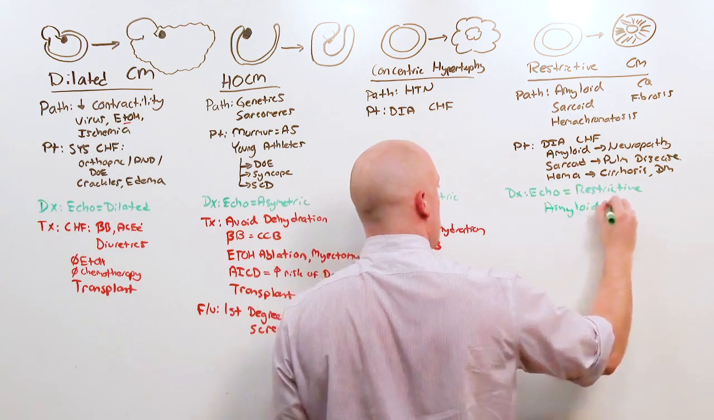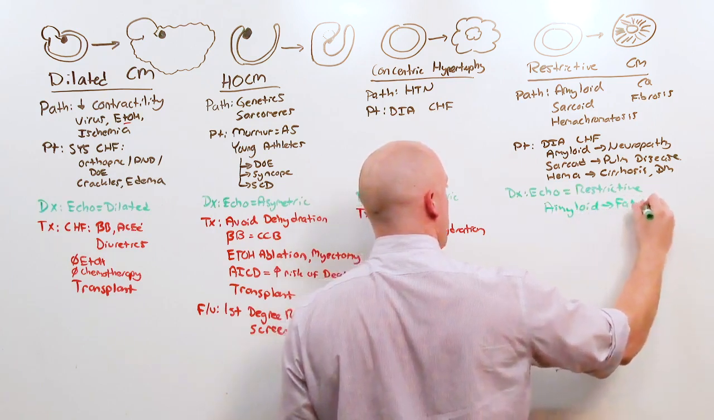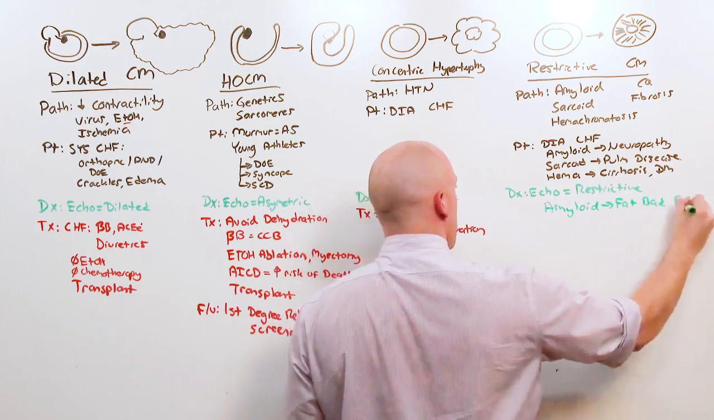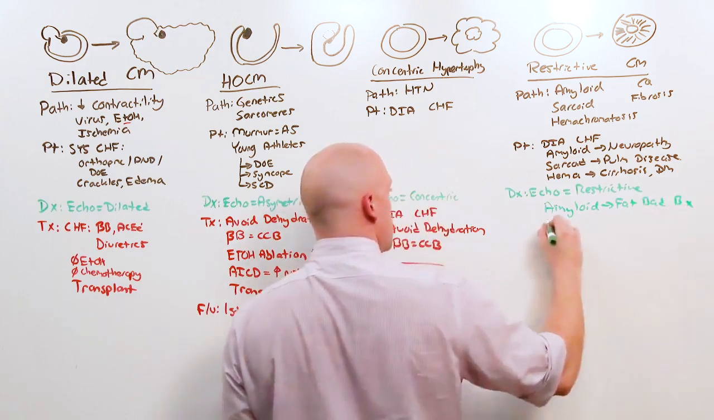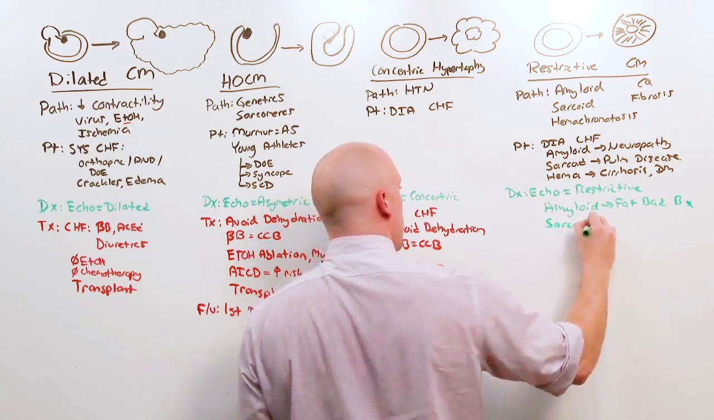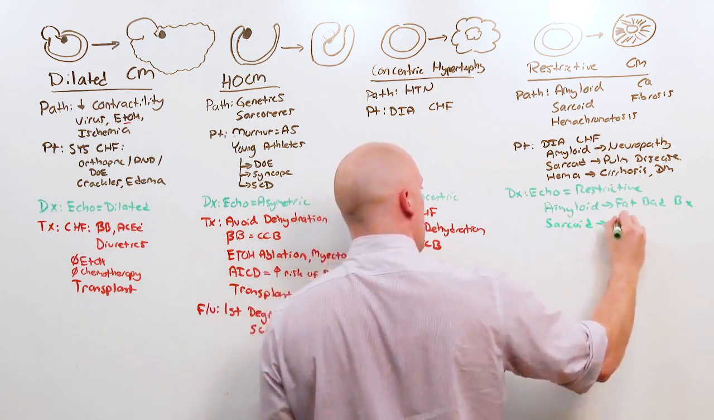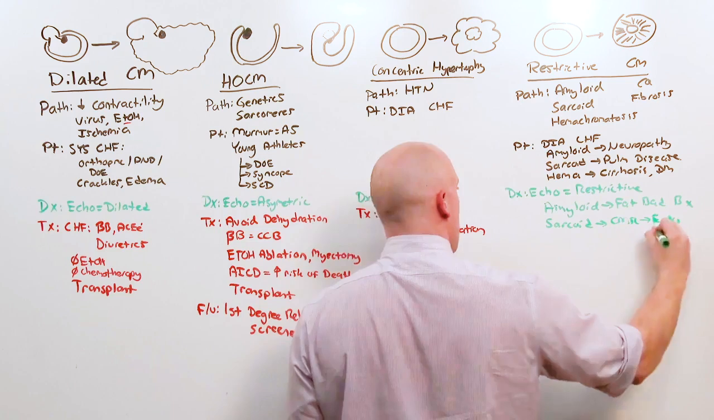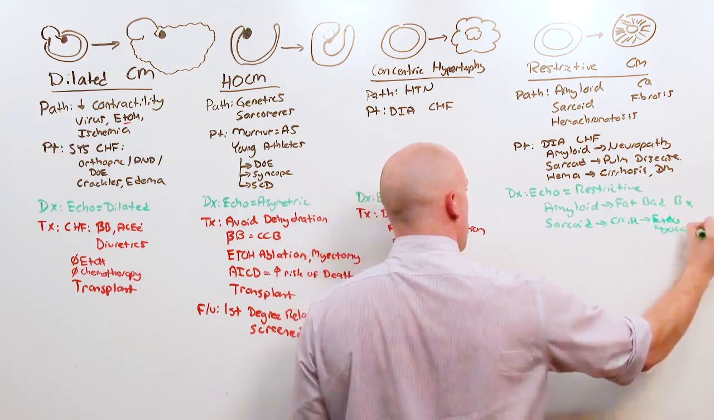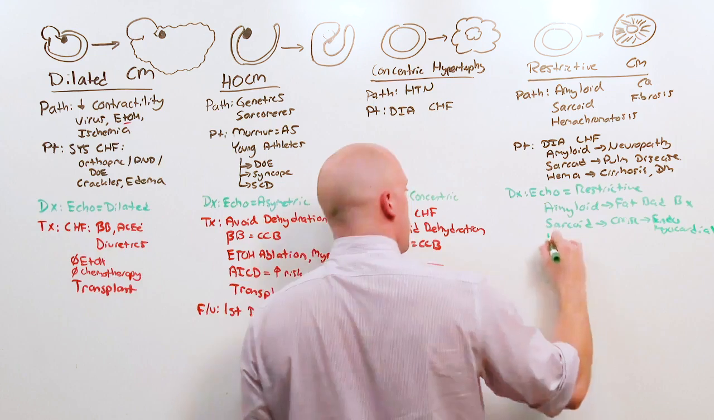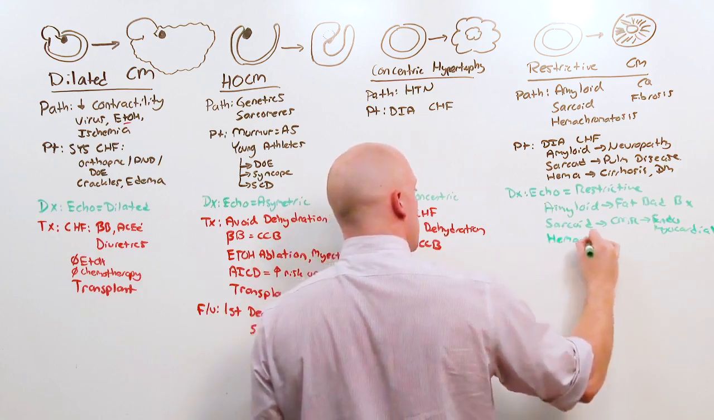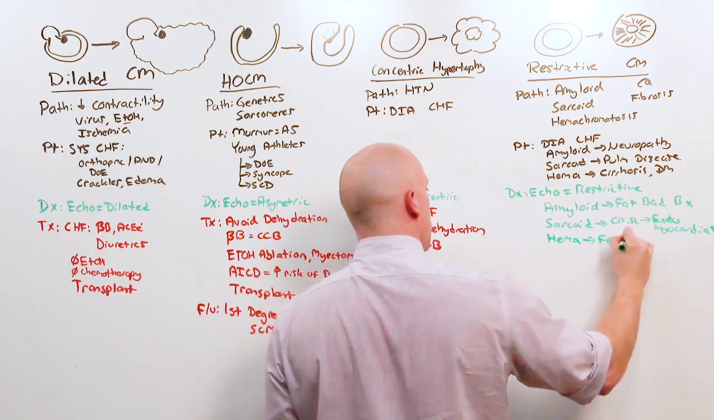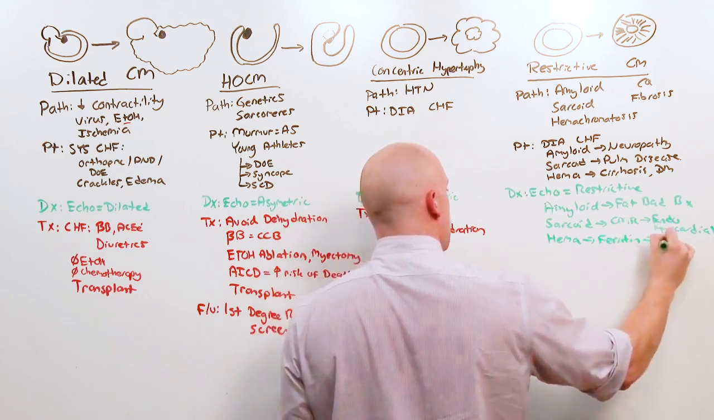If amyloid, you want to do a fat pad biopsy. A biopsy of the gingiva also works. For sarcoid, you want to get a cardiac MRI and then do an endomyocardial biopsy. And for hemochromatosis, screen with a ferritin, which will be elevated, and then get the genetic test.